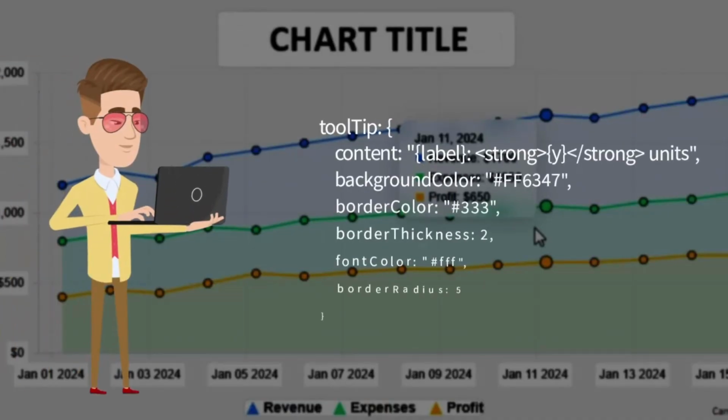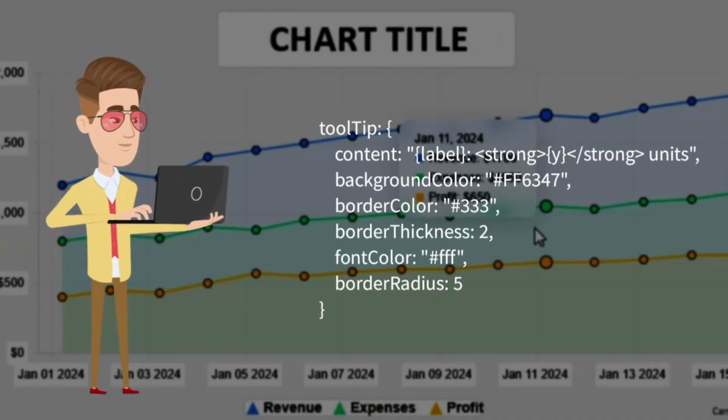Let's talk about tooltips, the small pop-ups that appear when you hover over data points. Tooltips can provide extra context about your data. Customize their background color, border color, and font color to match your chart's theme. You can also format the content to show dynamic data like values, percentages, or even custom messages. With tooltips, you can add interactivity to your chart, helping users understand the data with a simple hover.